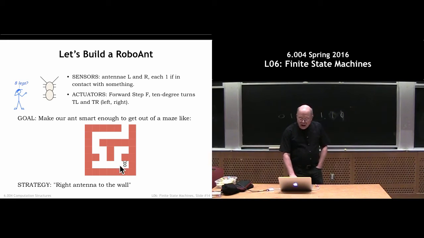We want to make our ant smart enough to get out of one of these so-called connected mazes. Anybody know the rule about getting out of mazes? You know, these types of simple mazes? Right hand on the wall. Stick your right hand on the wall and just keep walking and you'll get out. Now, if the maze has islands in it and things like that, that doesn't work, right?